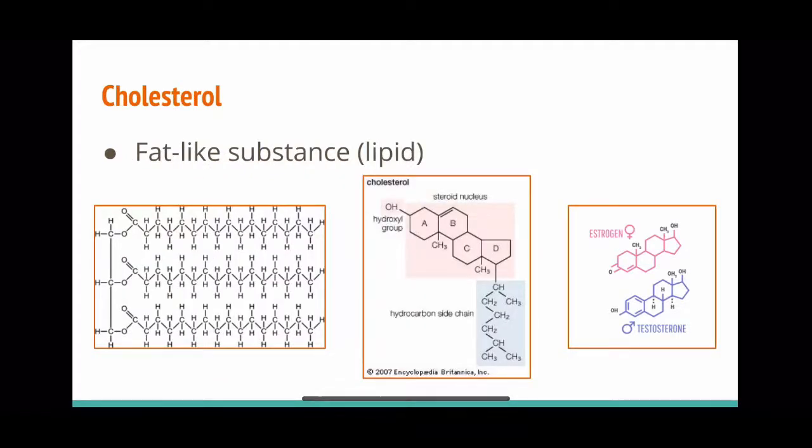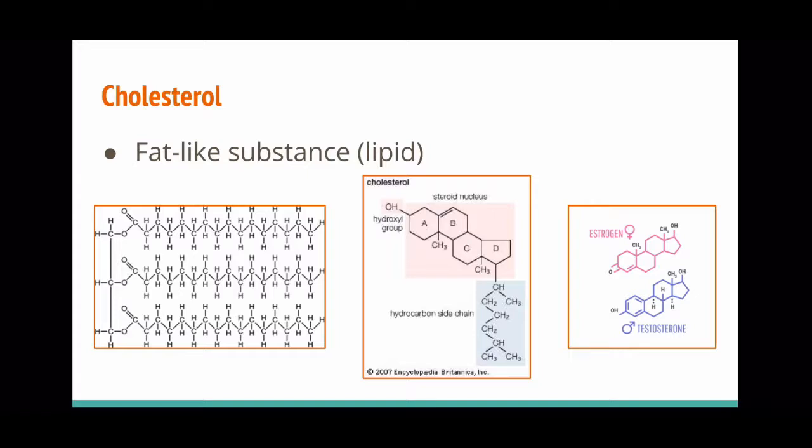So first, let's look at the basics of cholesterol. What is it? Can you even answer that question? Because I couldn't for the longest time, and I bet a lot of other people can't either. Cholesterol is actually a fat-like substance. It's considered a lipid, if you remember that term from biology class. So it's kind of a mix between a fat and a hormone.